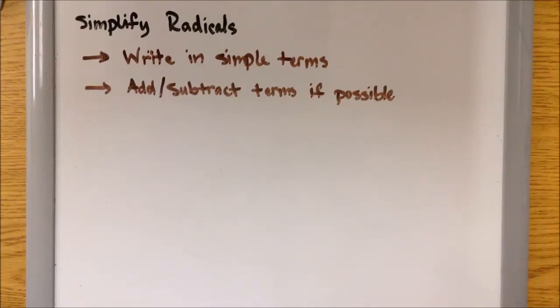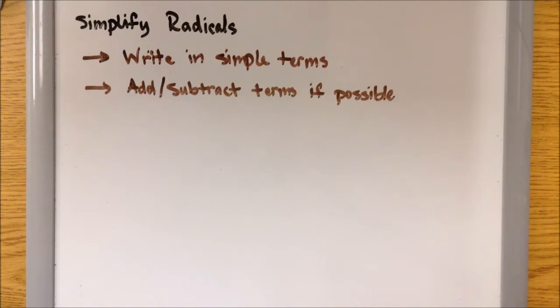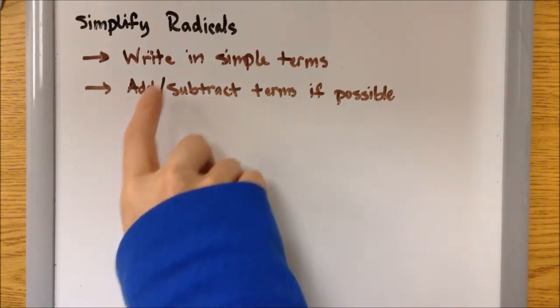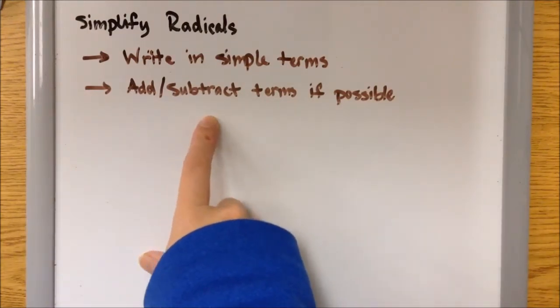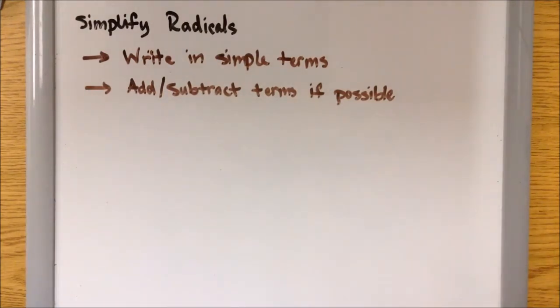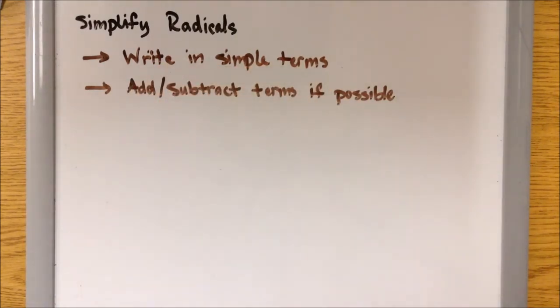So in this section, simplify radicals. The purpose of simplifying radicals is mainly to write in simple terms. In addition to that, when we write in simple terms, there's the possibility if we can add or subtract them. We're not going to focus on multiplying or dividing, but mainly just writing in simple terms and adding and subtracting them if possible. So radical means with roots.